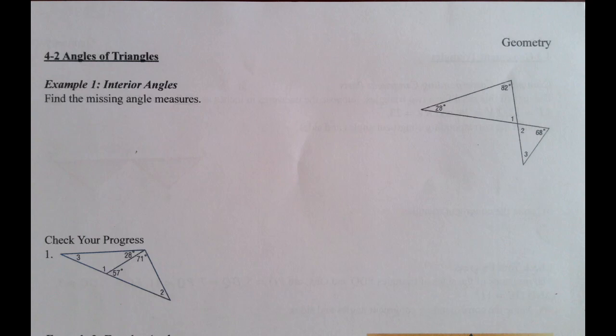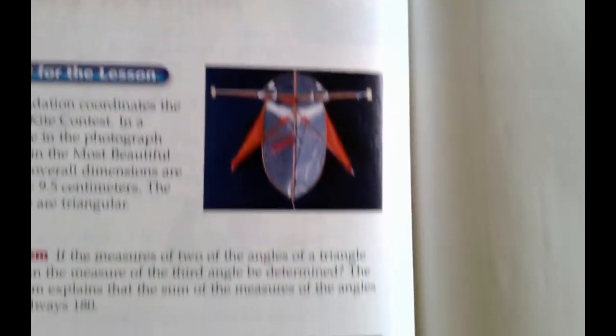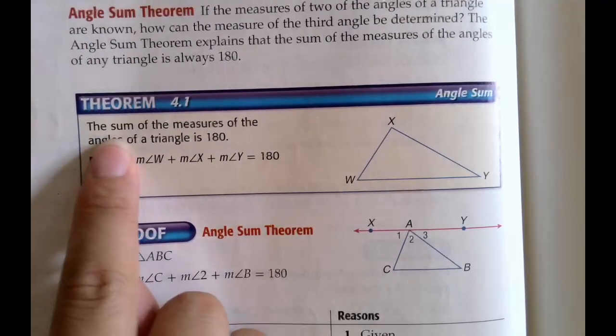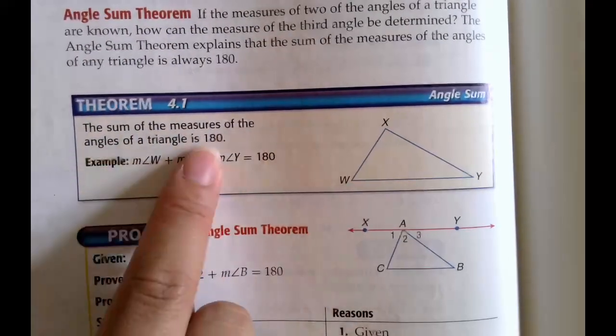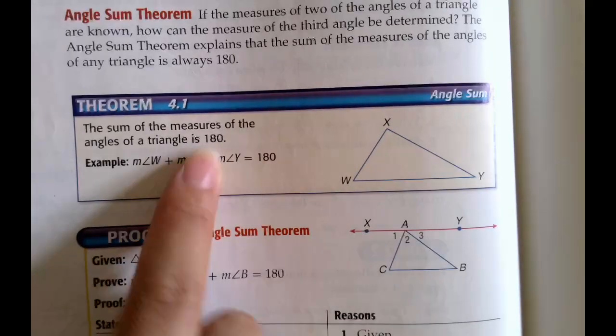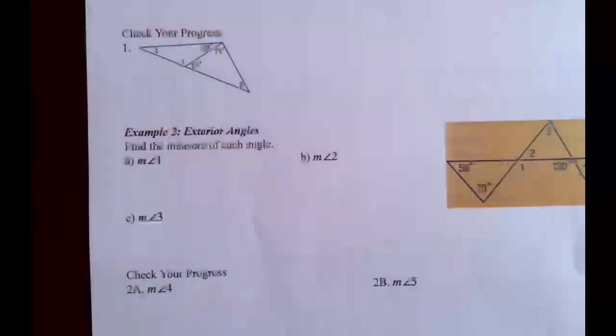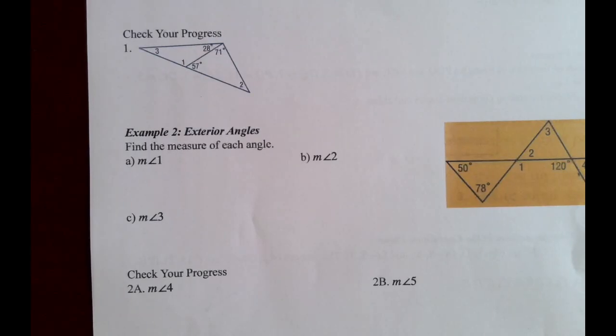Before we start with example one, let's look at the angle sum theorem. The angle sum theorem tells us that the sum of the measures of the angles of a triangle is 180 degrees. So the interior angles of a triangle add up to 180, which takes us to example one.